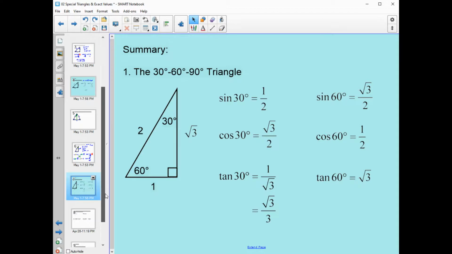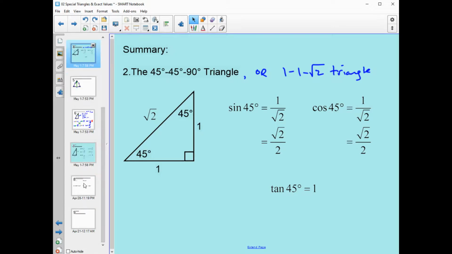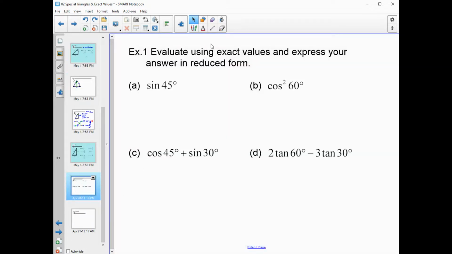So whenever you see those angles, 30, 45, 60 degrees, or whenever you see these distinctive values in the ratios, square root of 3 is a giveaway, from the previous one, the 45-degree triangle, square root of 2. Whenever you see those, you should be considering whether or not you can apply that to a special triangle. And then I've got an exercise here: evaluate using exact values and express your answer in a reduced form.